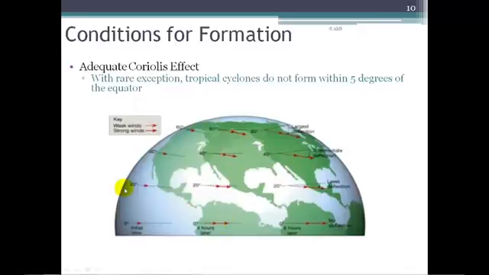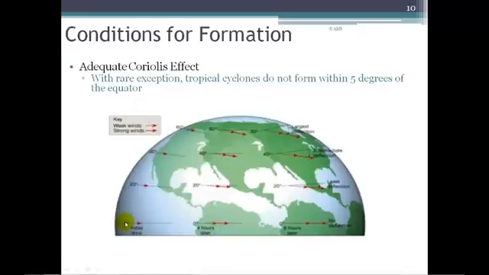So we have to have enough Coriolis effect in order to give the cyclone the spin that it needs in order to develop. For this reason, we don't really see hurricanes around the equator. About 5 degrees north and south along the equator, we don't see hurricane formation simply because the Coriolis effect is not strong enough.